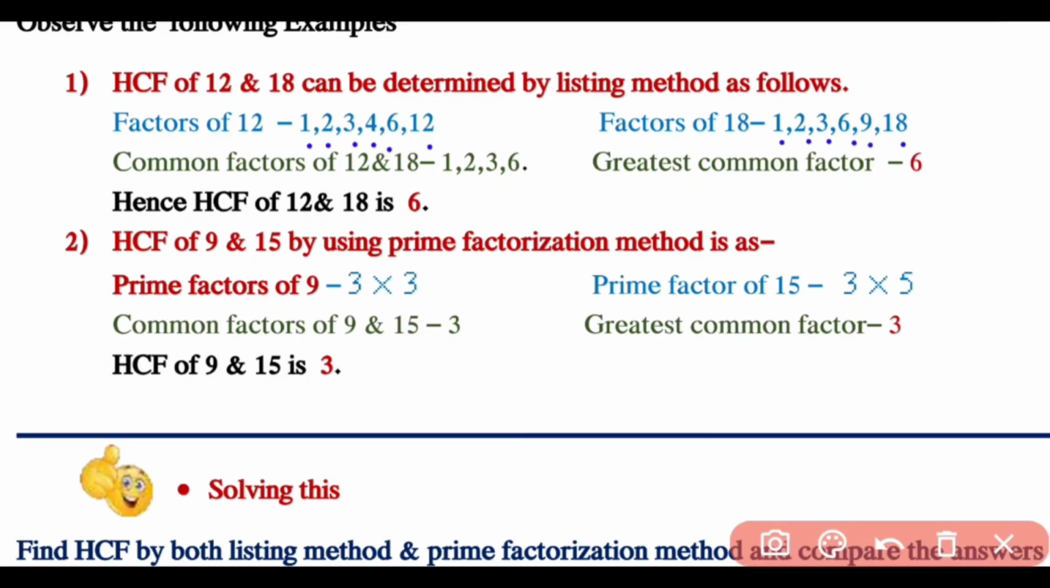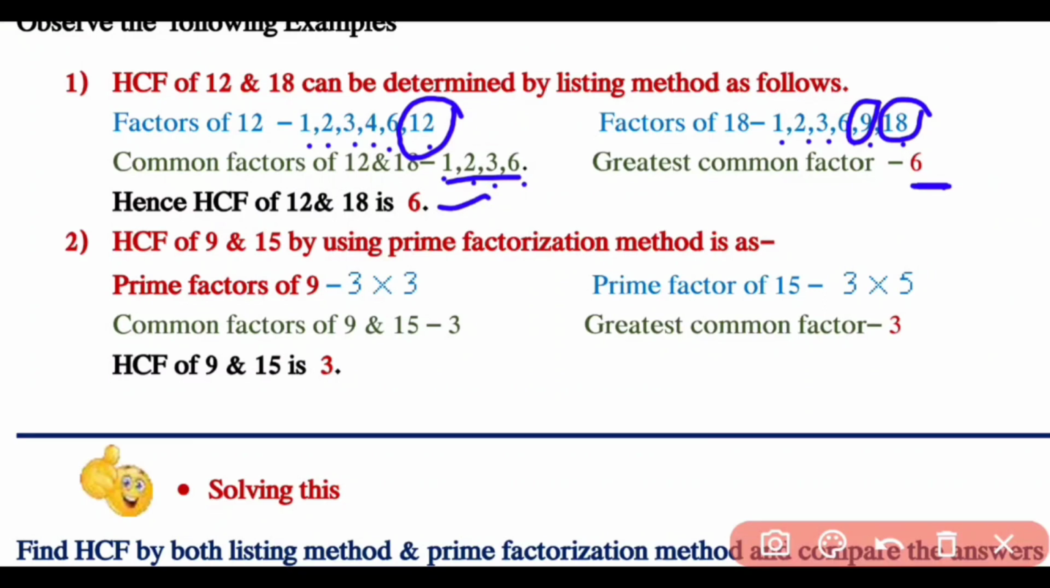From these, first we have to write the common factors. Which are the common? We can see that 1 is common, 2 is common, 3 is common and 6 is common. And only 4 factors are common. Here 9 is there, but 9 is not there in the factors of 12. Here 12 is there, but 12 is not there in the factors of 18. Here 18 is there, but 18 is not a factor of 12. So they are not common factors. We have to only write the common factors. And from these common factors, which is the greatest one? 6 is the greatest one. 6 is the biggest one. And that's why the SCF of 12 and 18 is 6. So this is the listing method.